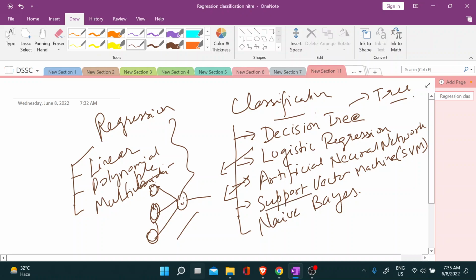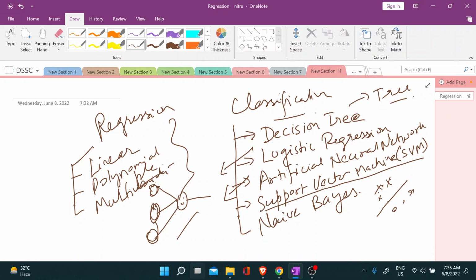Support vector machines are based on what we call hyperplanes. We have support vectors, and we use the hyperplane to classify the data set into two categories. A hyperplane can be a line, a plane, or a higher dimensional thing. Naive Bayes uses Bayes theorem to classify the data, which is based on prior probabilities and posterior probabilities, and finding the pattern. So these are the different techniques.